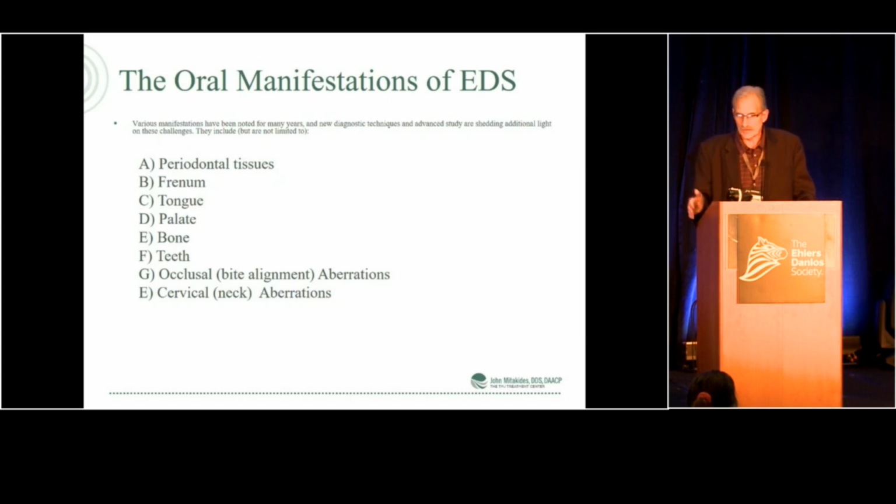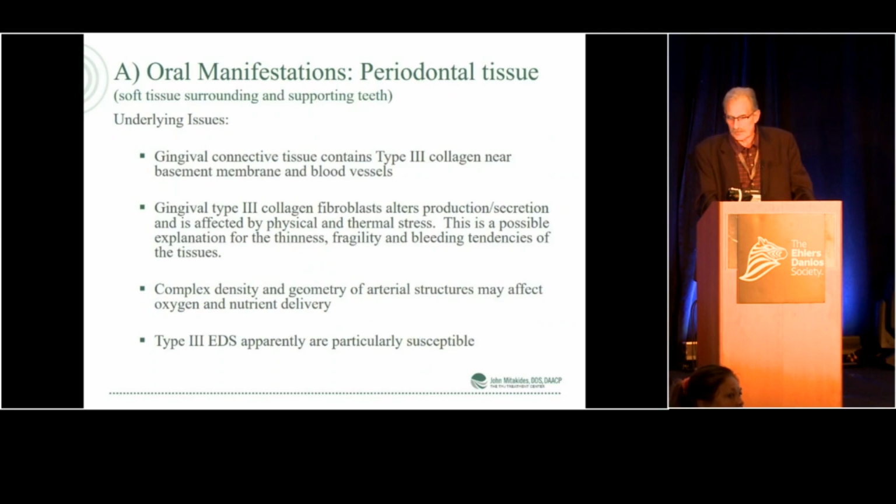Now let's talk about the next thing, the oral manifestations. And we're going to talk about the gums, the frenum, the tongue, the palate, the bone, the teeth, the occlusal situation, and the cervical neck and aberrations. Okay, the oral manifestation of the periodontal tissue, that's type 3 collagen, and the fibroblasts in type 3 collagen alter the production and secretion that affect the physical and thermal stress. In other words, the thinness and the fragility and the bleeding tendencies are actually all things that you see when the stress increases.